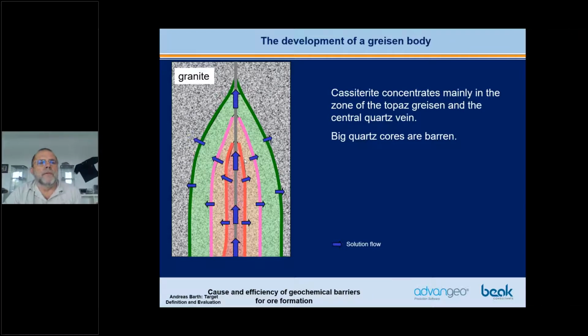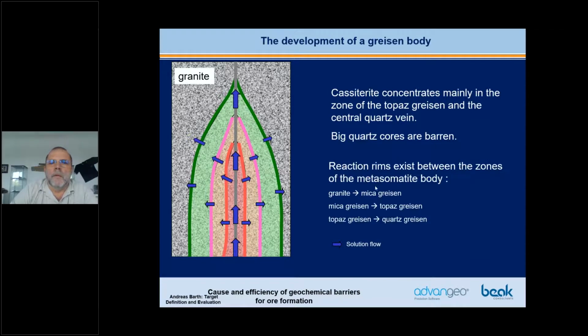So we have now this idealized image showing the greisen body, the movement of the solution along this fissure, and how it penetrates or seeps through the wall rock, forming these zones or the reaction rims and the mineral zones of the greisen body around the fissure. Here we have the reaction rim granite to mica greisen, where the feldspars are transformed into mica. Here we have the reaction rim where the mica is transformed into the topaz. And here in this rim, everything is dissolved and only the quartz remains.